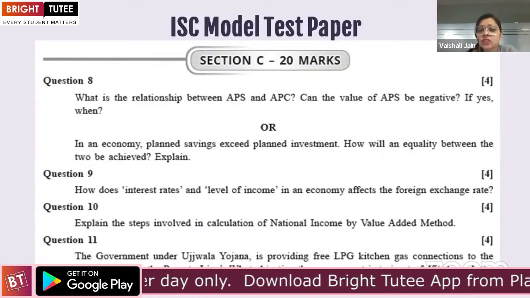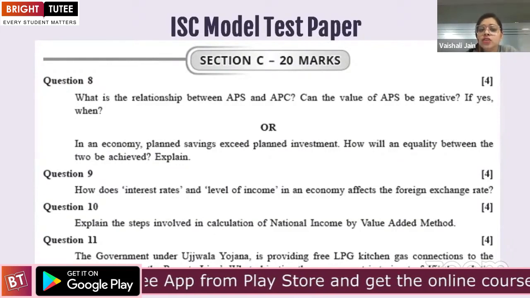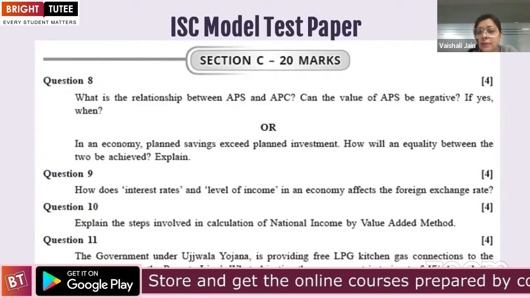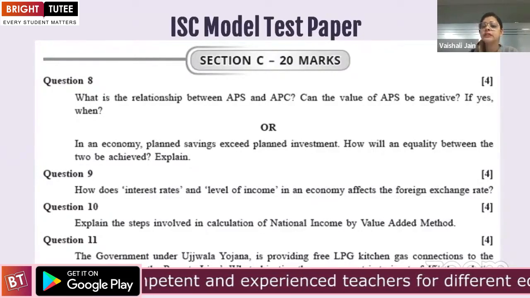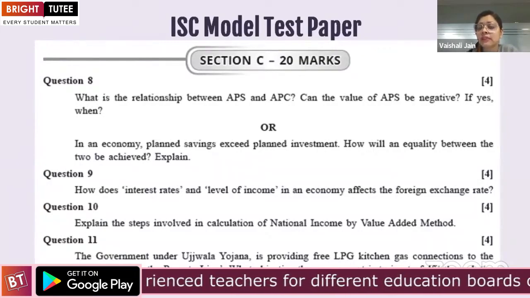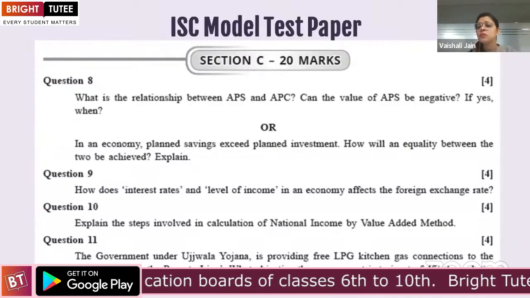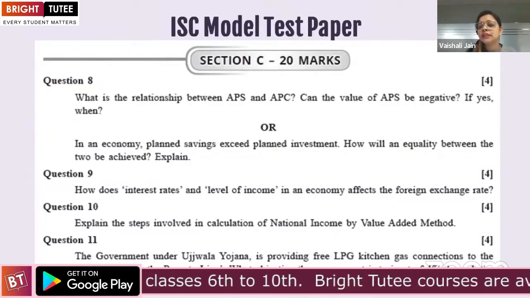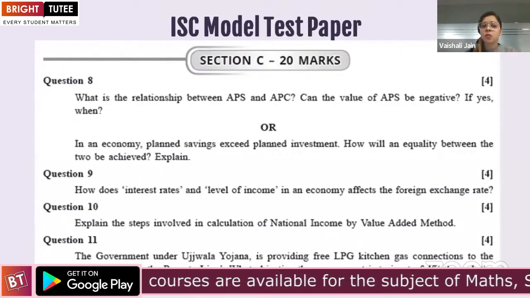So again, in section C, in question number 8, there is an internal choice. That is, what is the relationship between APC and APS? Can the value of APS be negative? If yes, why? So if you clearly see, this question is basically divided into 2 parts. So if we split, the child should be aware of it, that even though the splitting of the question is not given over here, the child is supposed to answer accordingly.